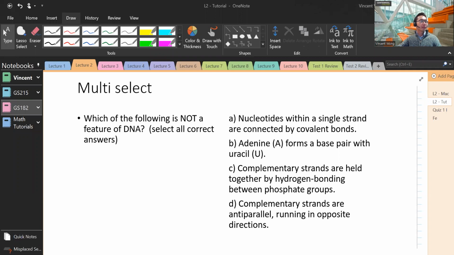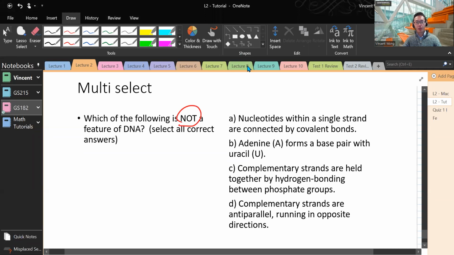Okay, let's take a look at this one. We're looking for the false one, not a feature of DNA. So nucleotides within a single strand are connected by covalent bond. That is true. Covalent bond always connects the monomers together.